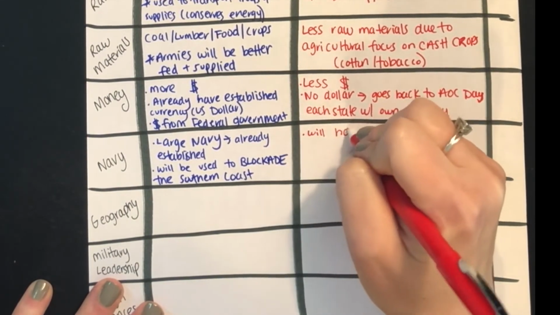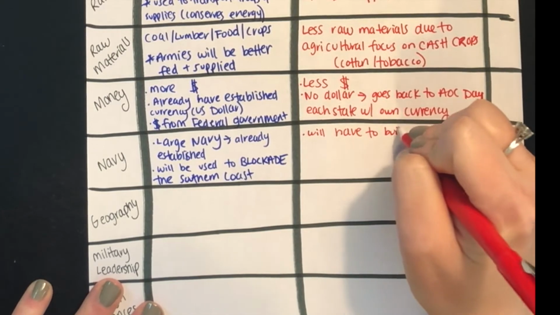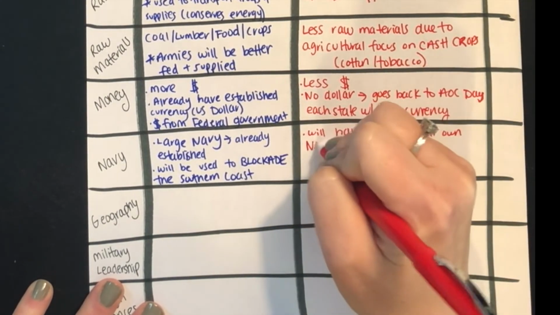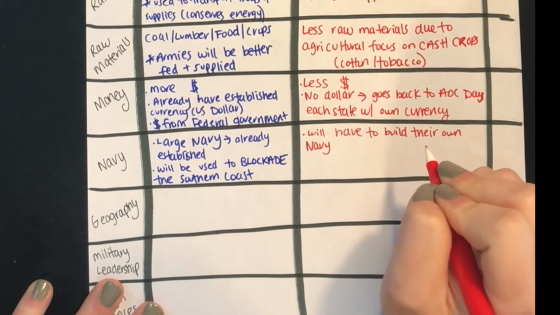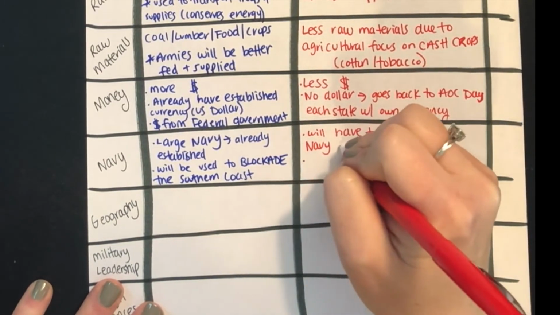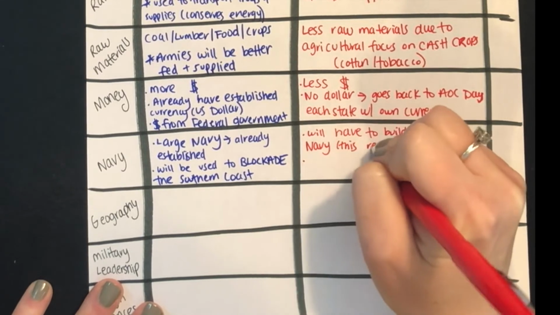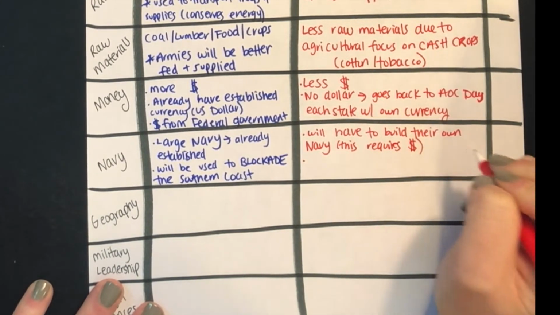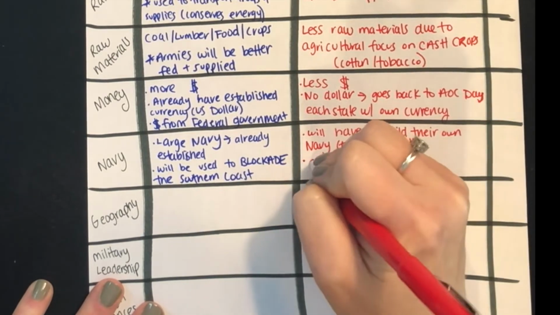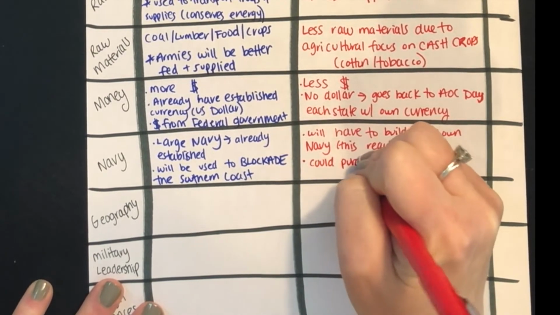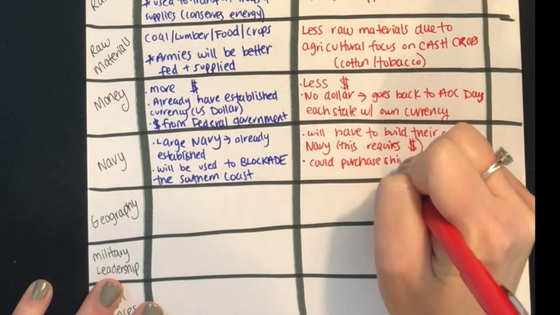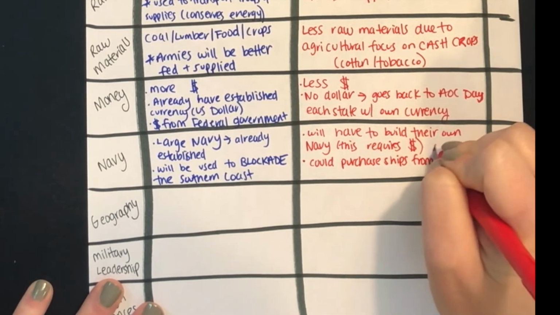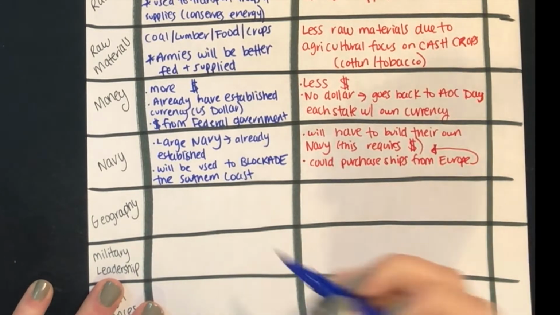So the South's going to have to build up their own navy basically from scratch. To build ships or to purchase ships, that's going to cost a lot of money, correct? So this requires money that they don't have a lot of. Also, they could purchase ships from Europe, but once again, all this stuff that they need that they don't have readily available will cost money.